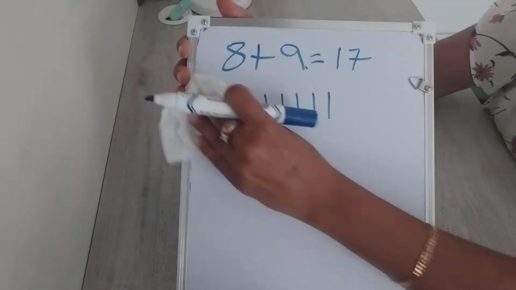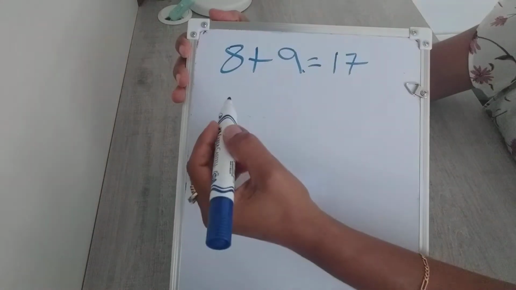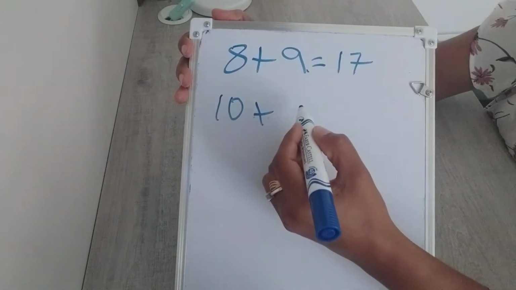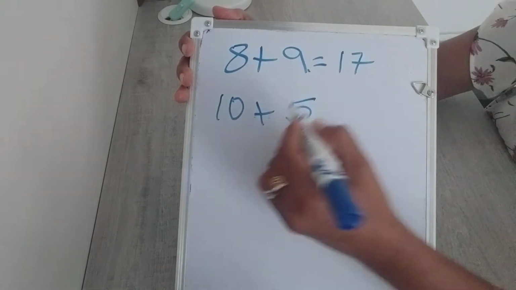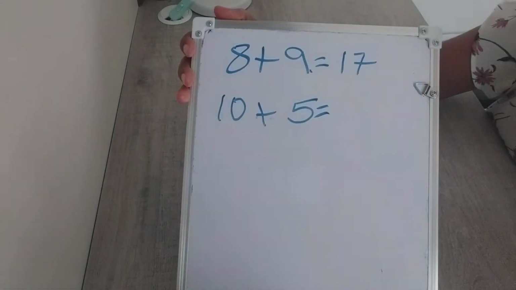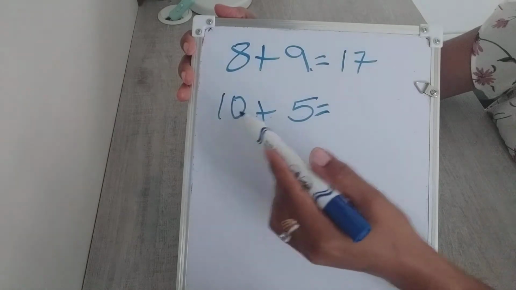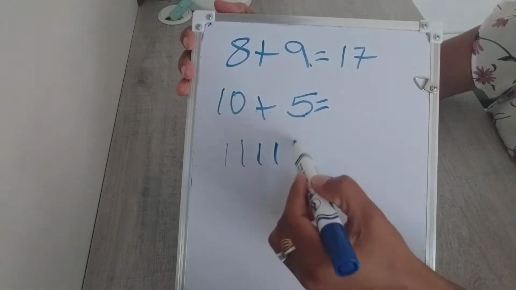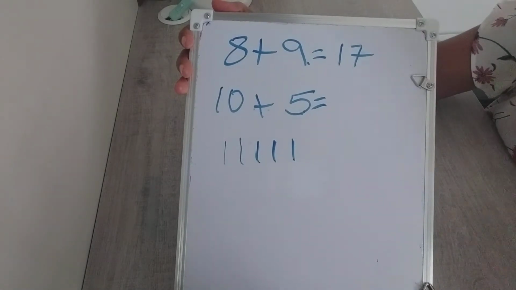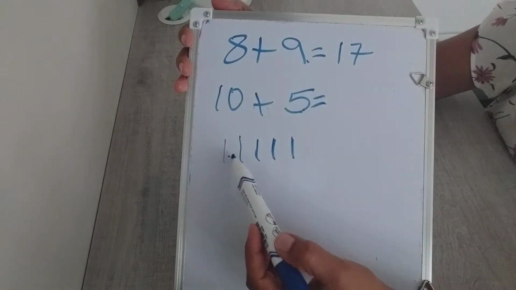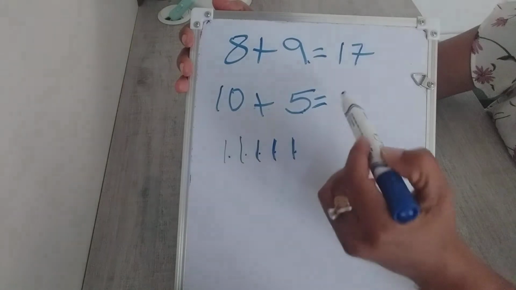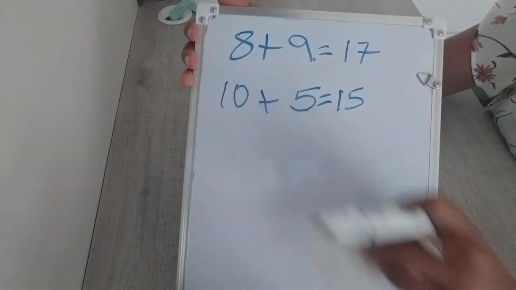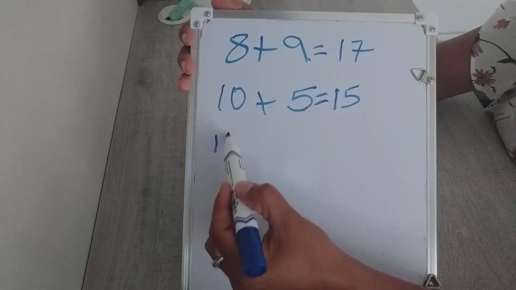Again, 10 plus 5. What is the answer? The biggest number is 10, so I keep it in my head. Here I have 5: 1, 2, 3, 4, 5. I have 10 in my head, then 11, 12, 13, 14, 15. The answer is 15.